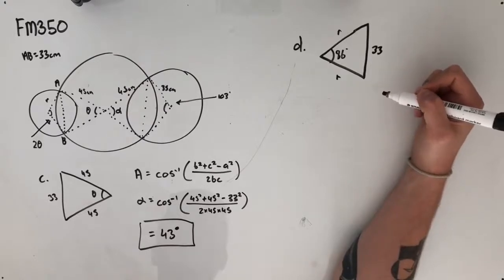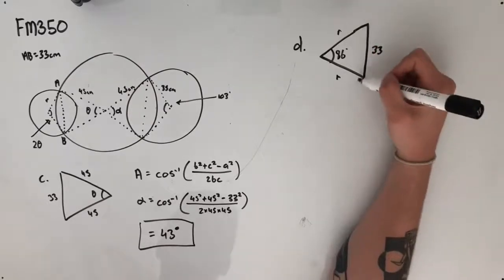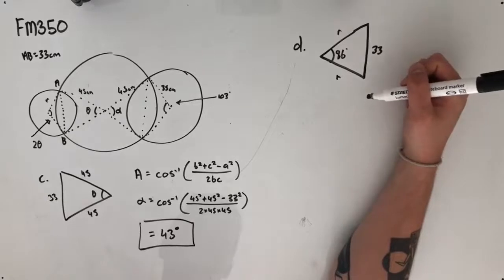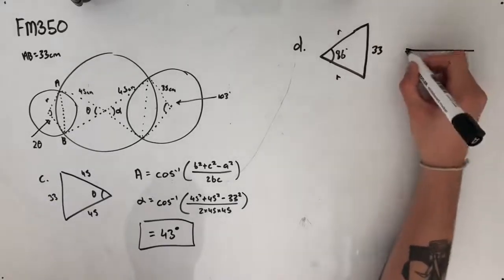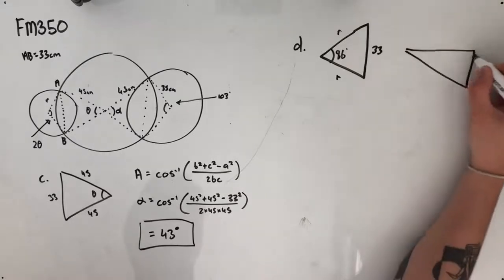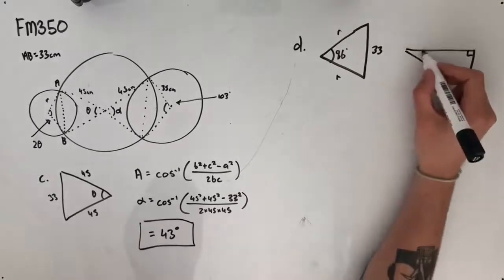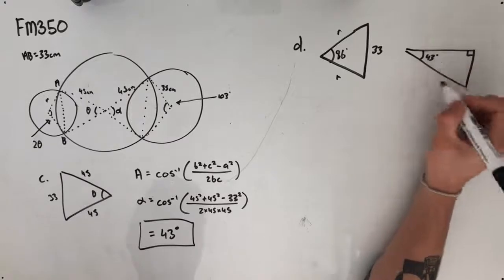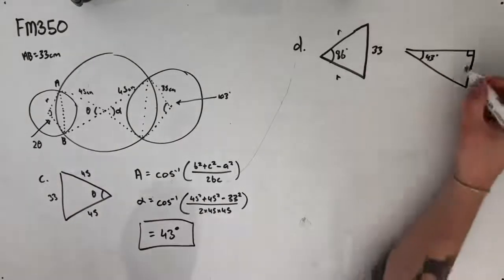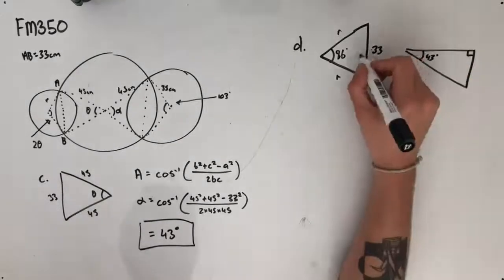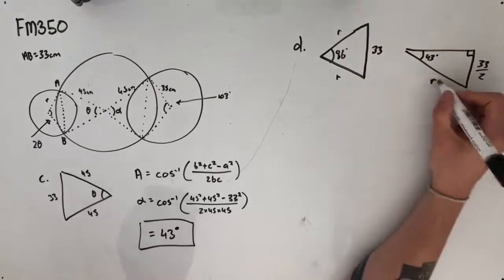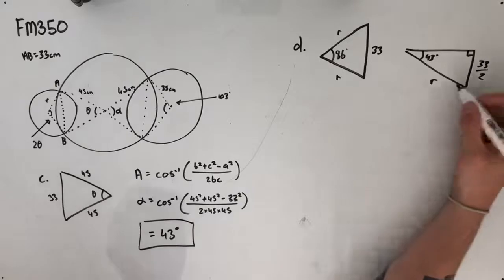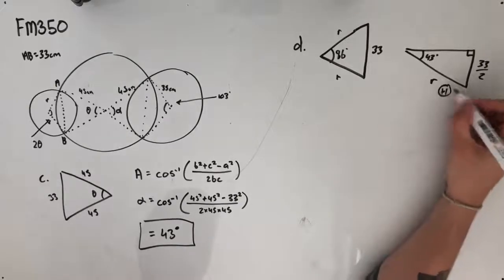Now we could work out these angles here and then do a bit of rearranging and figure out these values of r, or we can make this a little bit simpler by creating a right angle triangle out of this isosceles triangle. And we know that this angle is going to be 43 degrees because it's going to be half that 86. We know that this length here is going to be half of our 33, so let's call it 33 on 2, and r is what we're trying to find. So this is our hypotenuse.